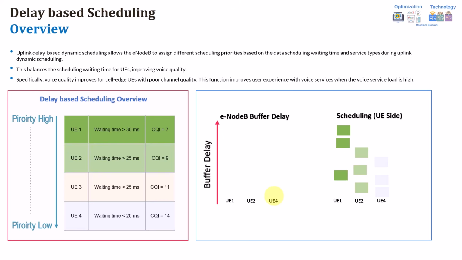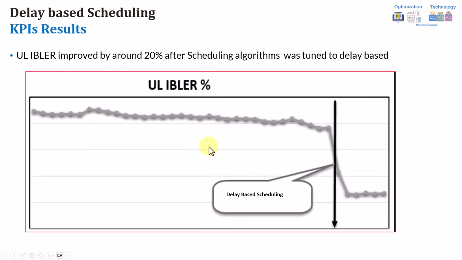You can see improvement, for example, in block error rate, especially in the uplink, and this is what we have seen before. And even if you have the drive test, you can see the voice quality also improving a lot. Let me show you an example from one of the networks. After enabling delay-based scheduling, we have seen more than 20% improvement in the uplink BLER, and also from the drive test at that time, we have seen improvement in the voice quality.